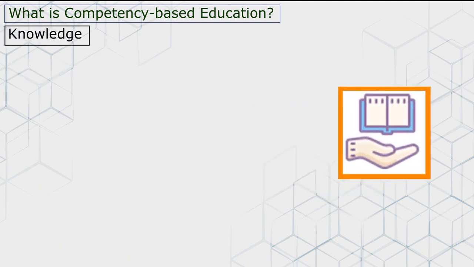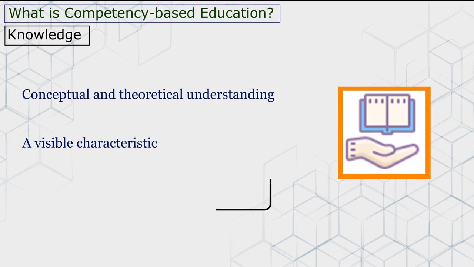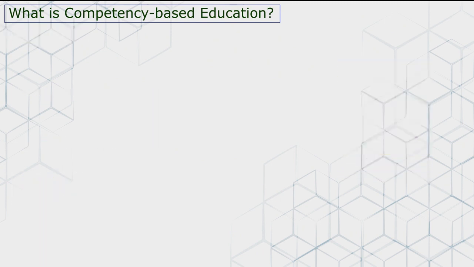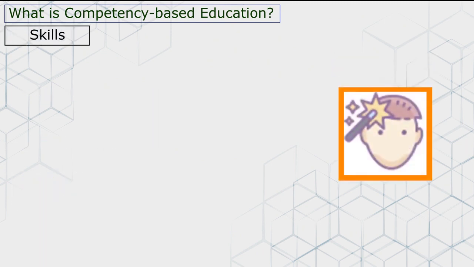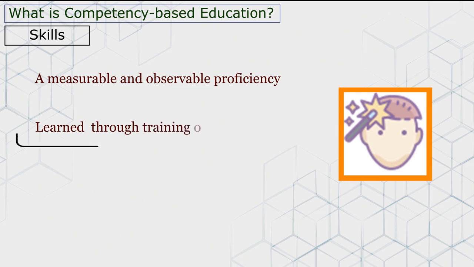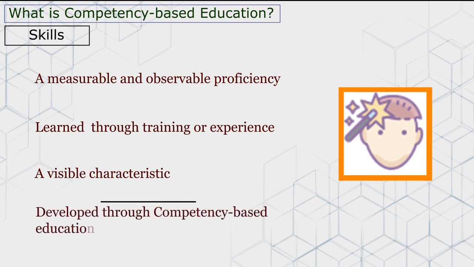Knowledge. Knowledge is the conceptual and theoretical understanding of the subject. It is a visible characteristic that can be easily developed through a good competency-based education. Skills. A skill is a measurable and observable proficiency that is learned through training or experience. It is also a visible characteristic that can be easily developed through a good competency-based education.